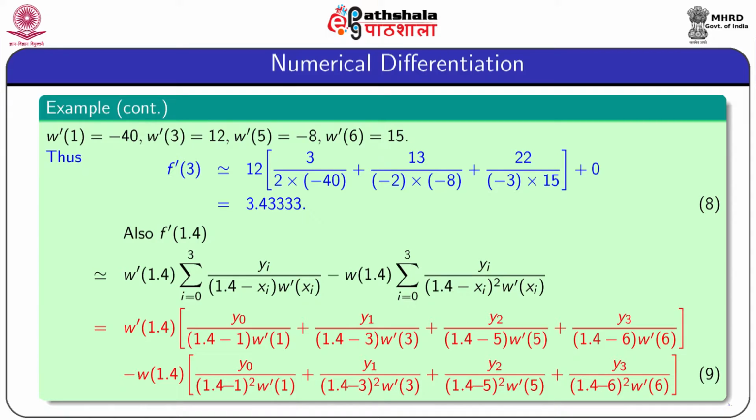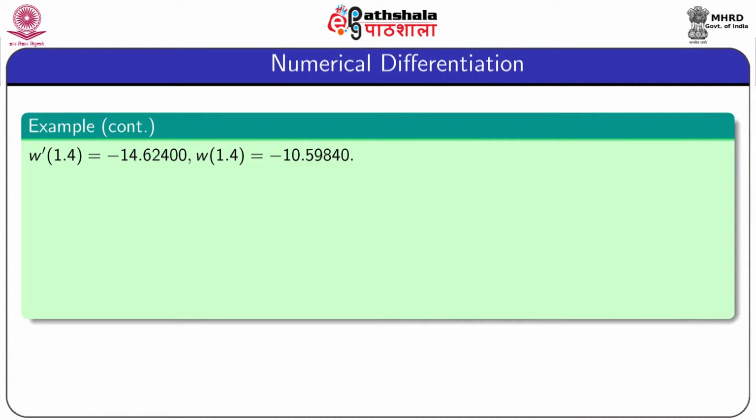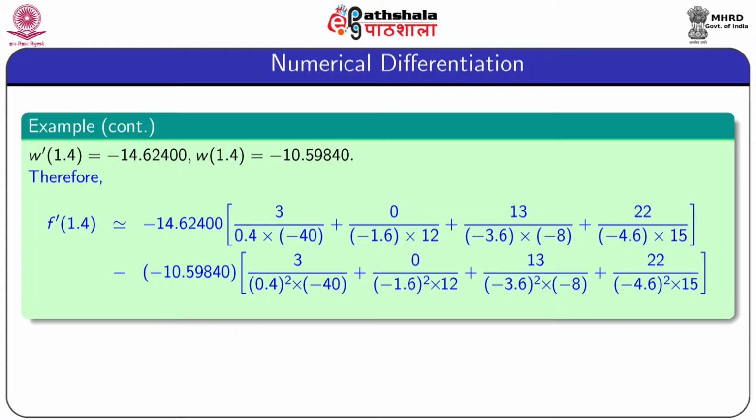Now, we calculate the first derivative of f at 1.4. The formula is given by equation 9. A lot of terms are involved in this expression, and for this problem W prime at 1.4 equals minus 14.62400 and W at 1.4 equals minus 10.59840. Therefore, the approximate value of the first derivative of f at 1.4 is given by this expression. After simplification, it becomes minus 7.00747. So, this is the approximate value of the first derivative of f at 1.4.